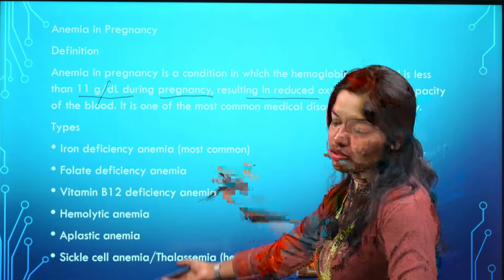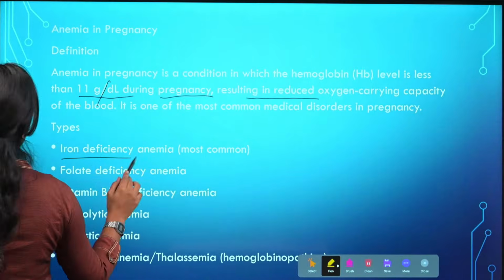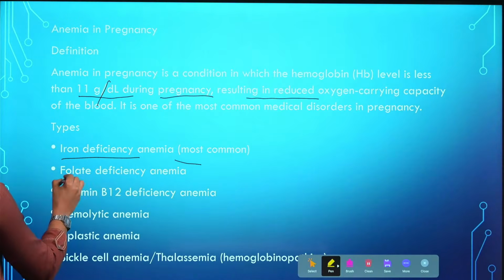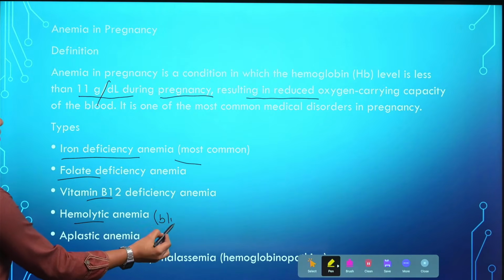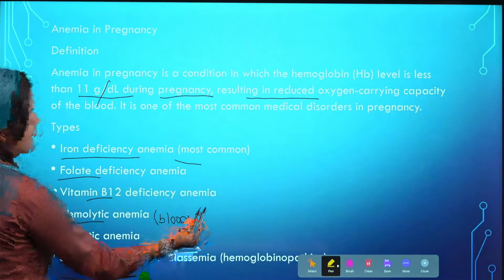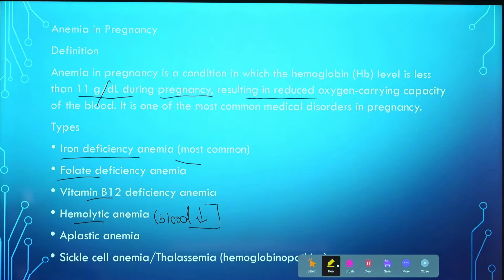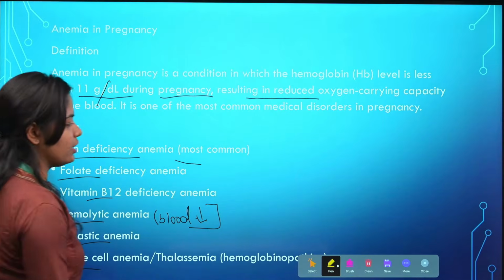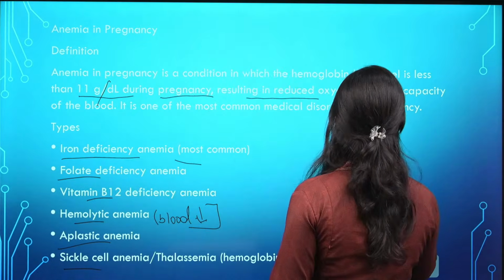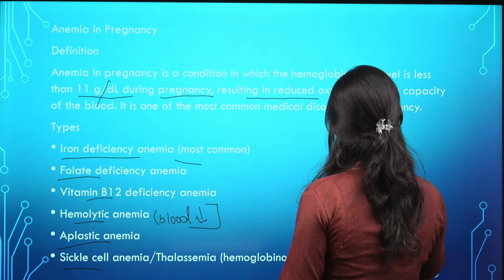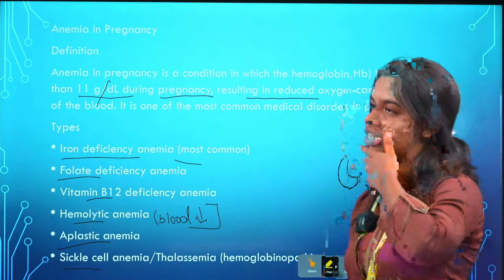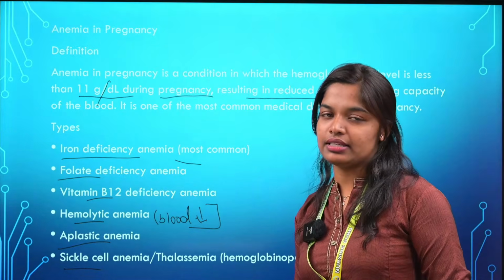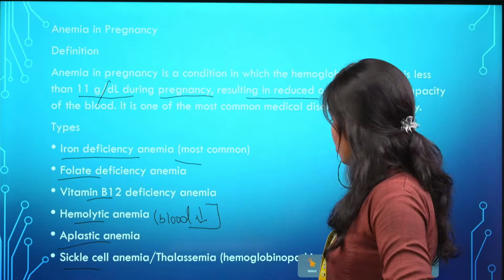Then there are types of anemia. Iron deficiency anemia is the most common, then folate deficiency anemia, vitamin B12 deficiency, hemolytic anemia, where red blood cells are destroyed, aplastic anemia, where the blood cells are reduced in the body, and sickle cell anemia. Here the red blood cells are sickle or crescent moon shaped, which we call sickle cell anemia. These are all the types of anemia. Anemia is a condition present at the time of pregnancy, with a low hemoglobin in the body of the mother.